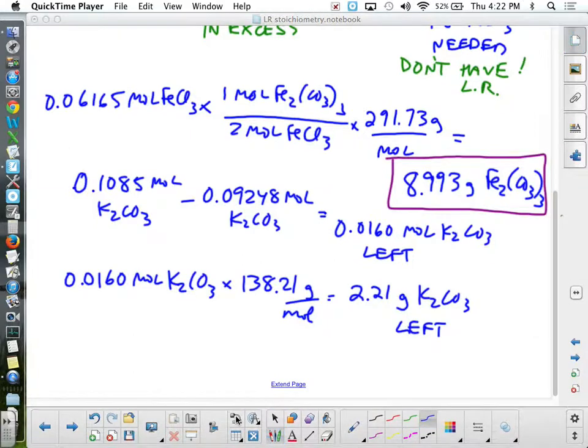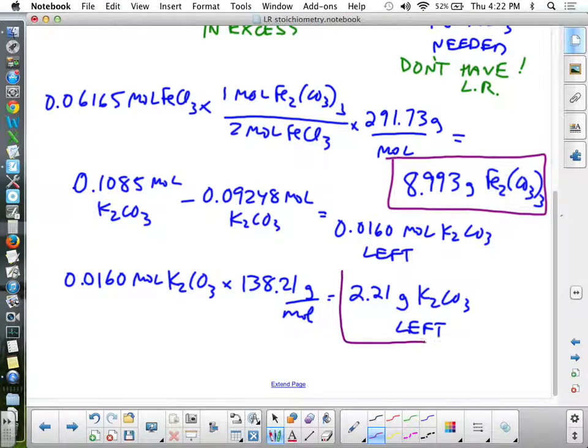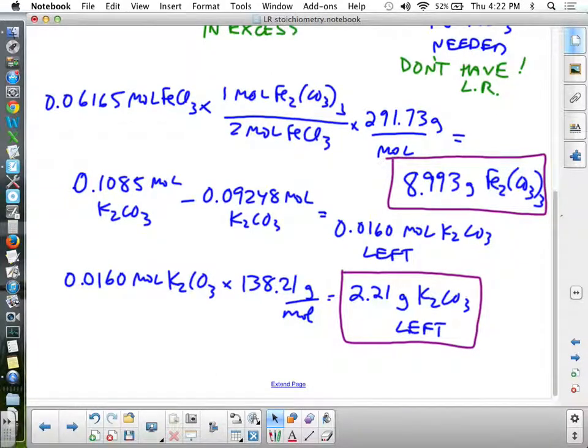That, in a nutshell, is the have and need table method of solving this problem. In the next video cast, I will show you the calculate the theoretical yield twice process.